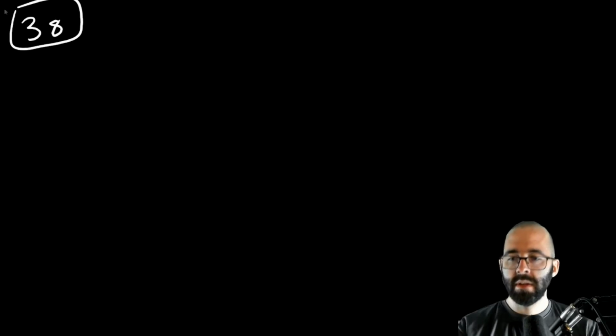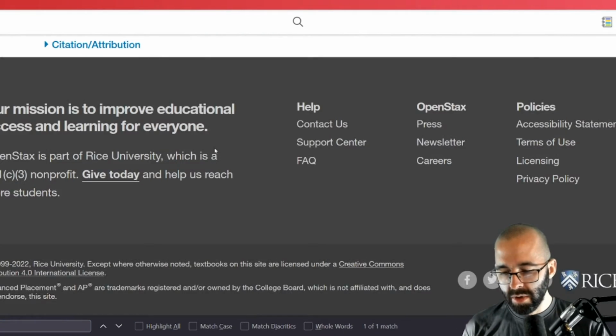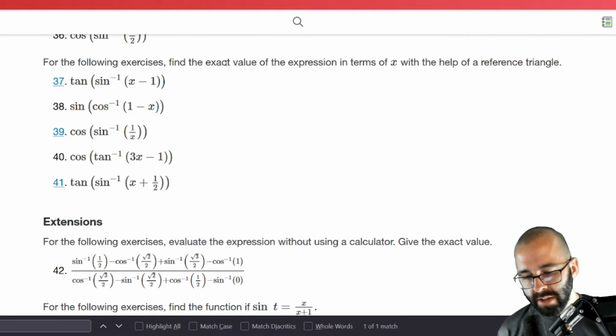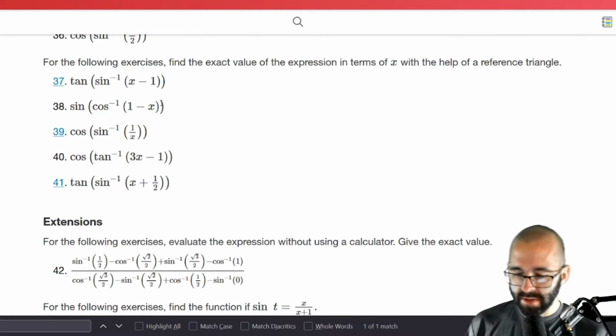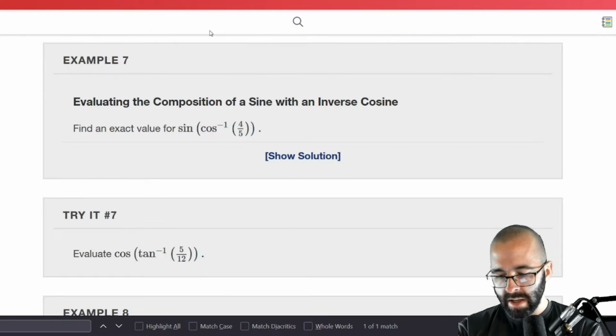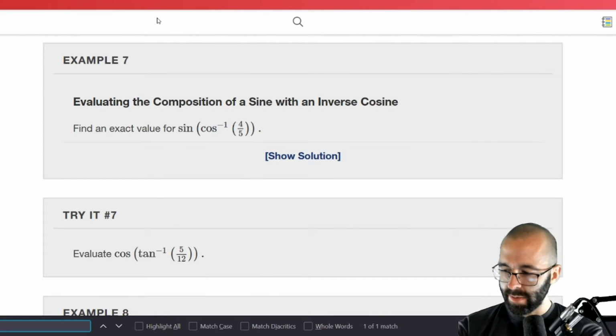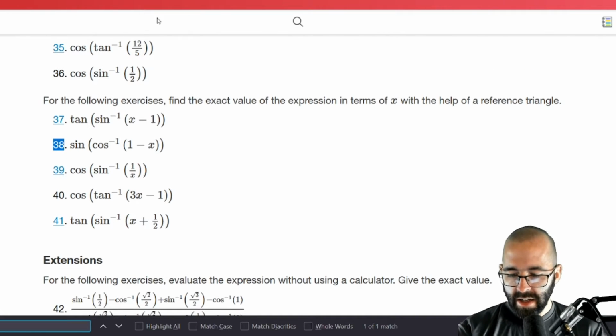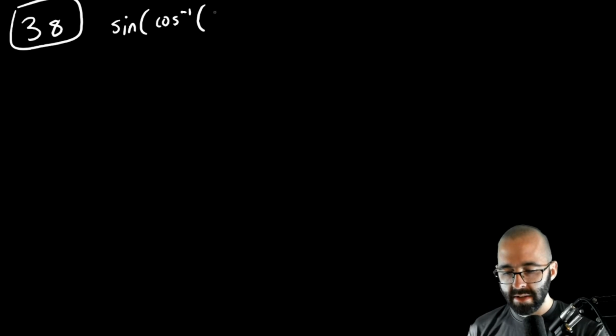All right. Let's look at number 38. Scrolling down to number 38. Find the exact value with the help of reference triangles. Oh, yeah, another one of these ones. The sine of arc cosine, or inverse cosine, of, oh, don't do this to me. I still have just never figured out exactly what's causing this. Of 1 minus x.